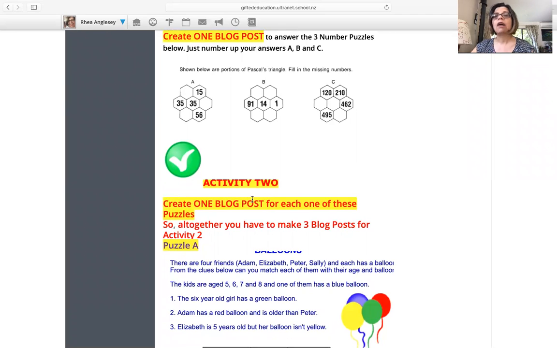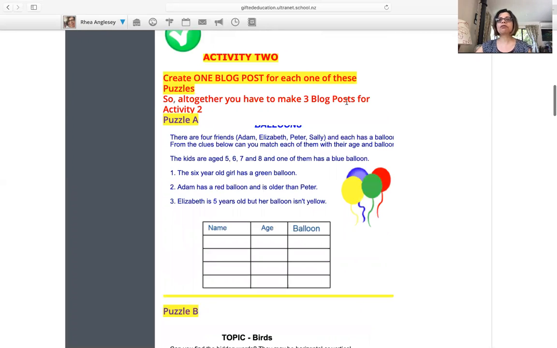Activity 2. For this one, you have to create a separate blog post for each puzzle because the puzzles are long. Okay? So you have to make 3 blog posts for this activity. So puzzle A, you make 1 blog post. This is a sort of a logic puzzle, guys. They have given you clues, but the clues are muddled up together.